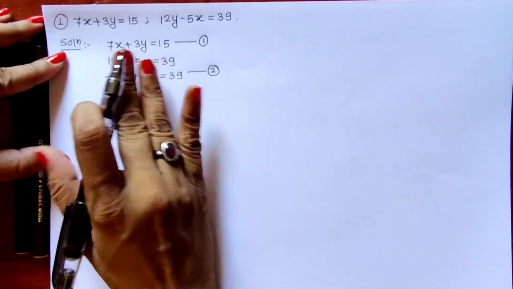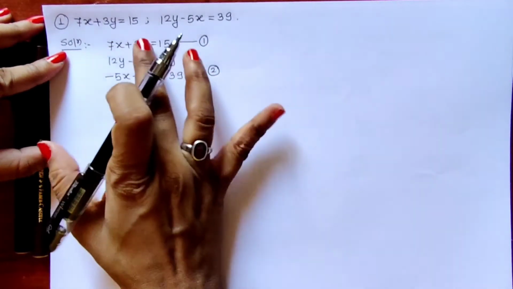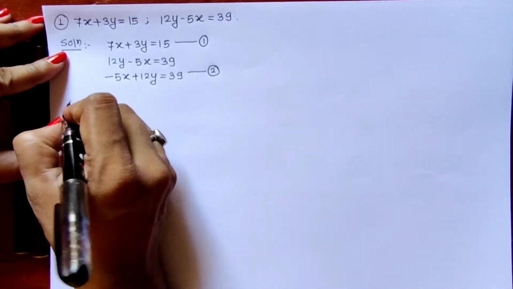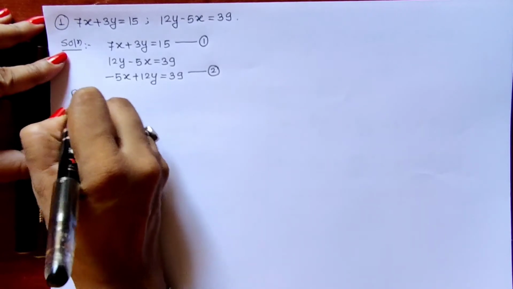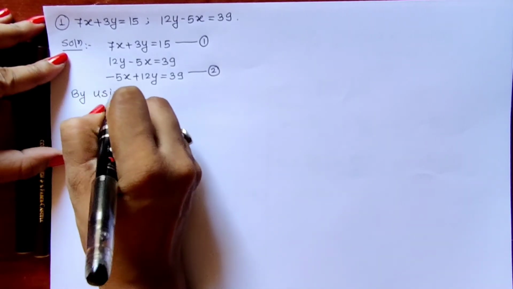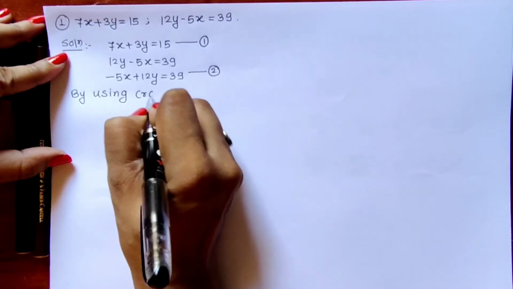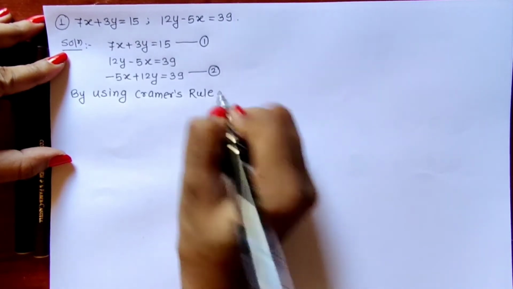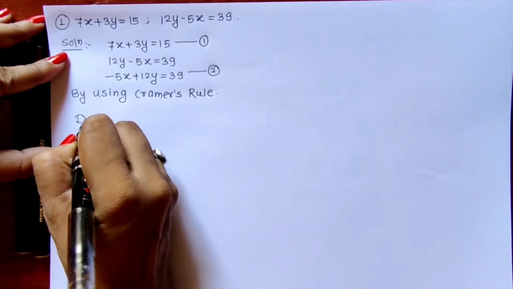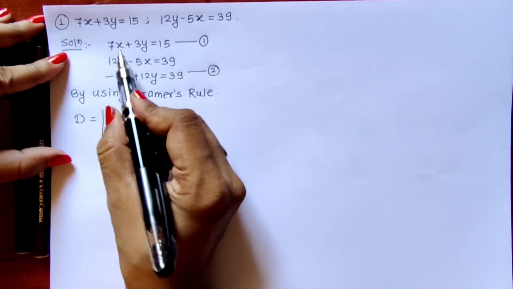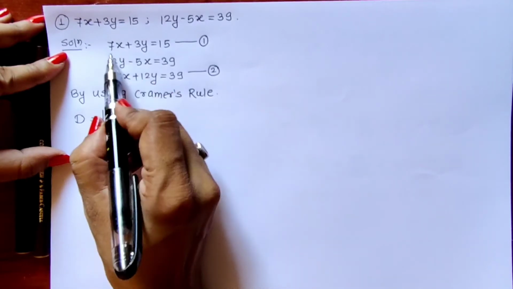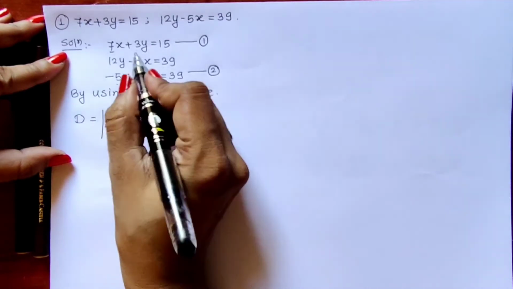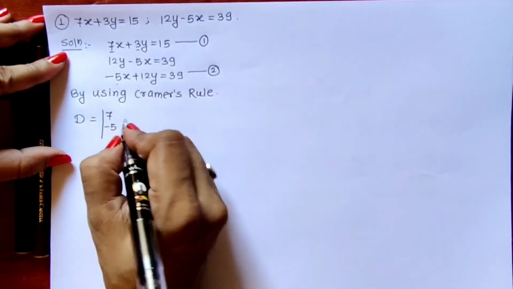Now as both the equations have the first term as x term, second term as y term and third as constant term, we can apply Cramer's rule. So by using Cramer's rule, first we will have to find D. Determinant D means coefficients of x and then coefficients of y. X coefficients are 7 and minus 5, 7, minus 5. Coefficients of y are 3, 12.